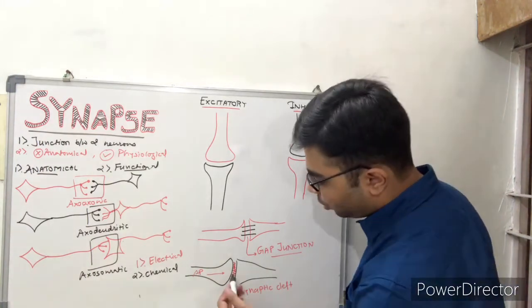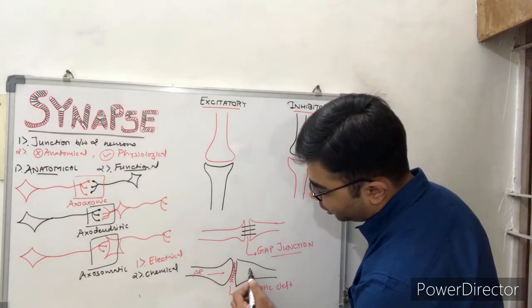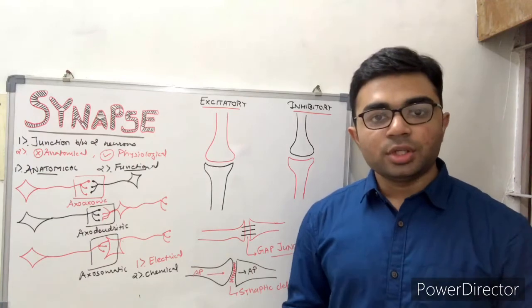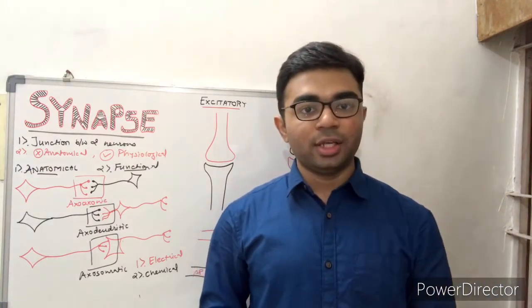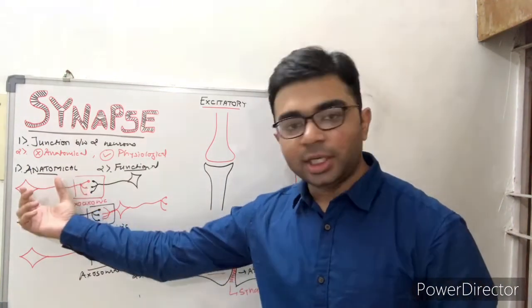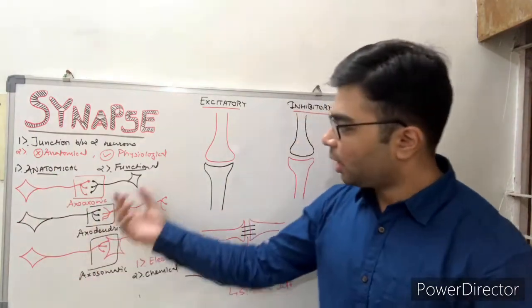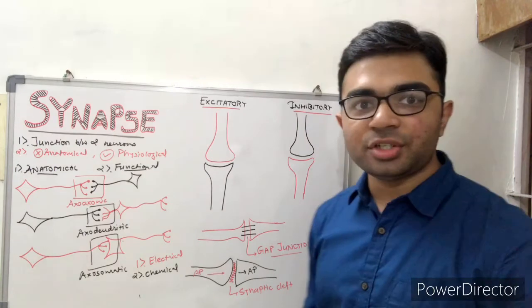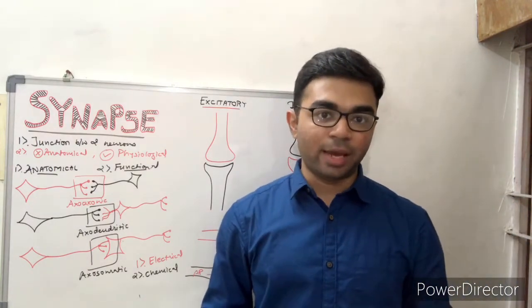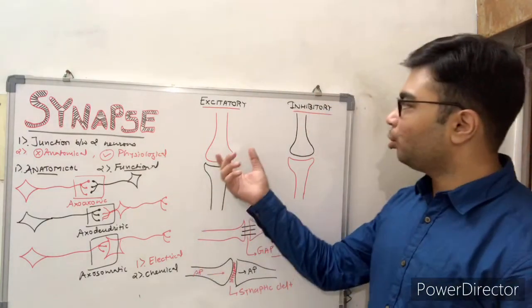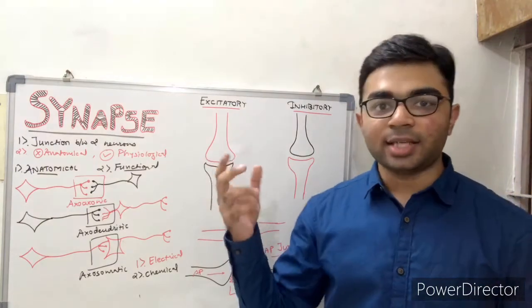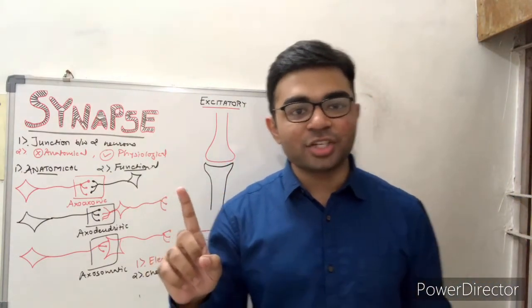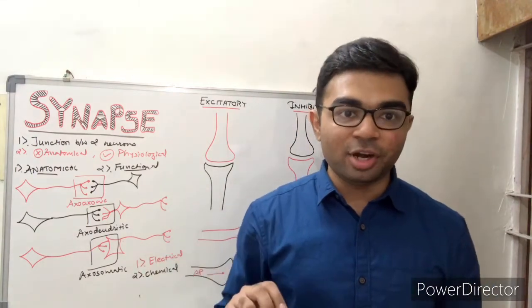And from this neurotransmitter, the action potential arrives into the neuron number 2. So this was the classification of the synapse, that is anatomical classification with its 3 subtypes, functional classification with its 2 subtypes. Now comes the major functions of the synapse. As you can see in both of these diagrams, the synapse basically has 2 functions. First is excitatory function, and the second one is inhibitory function.